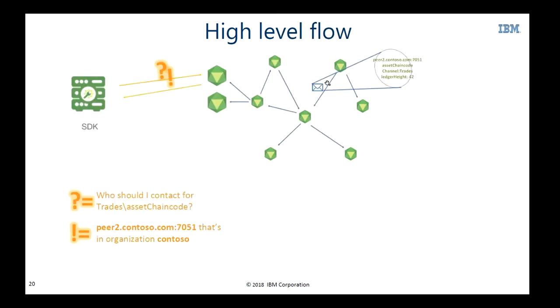So assuming we have some peer here, it sends a message saying that this is my endpoint. I have a chain code called asset chain code on the channel trades, and my ledger height is 42. And then when the SDK asks some other peer, who should I contact for asset chain code on channel trades, that peer can return an answer that, well, you should query peer2.contoso.com, etc., that is in the organization Contoso, because it sent a message via gossip.